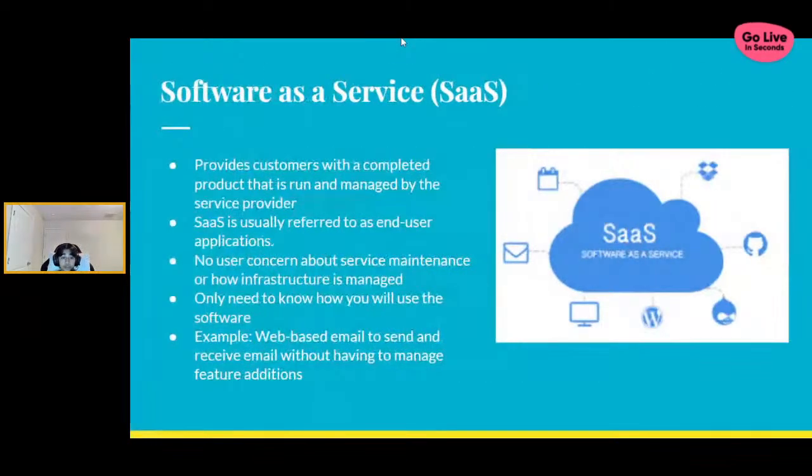Now for software as a service, or SaaS. This provides customers with a completed product that is both run and managed by the service provider. SaaS is usually referred to as end user applications, and there's usually no user concern about service maintenance or how infrastructure is actually managed. You only need to know how you are going to use the software. An example of this is having a web based email to send and receive email without having to manage feature additions.